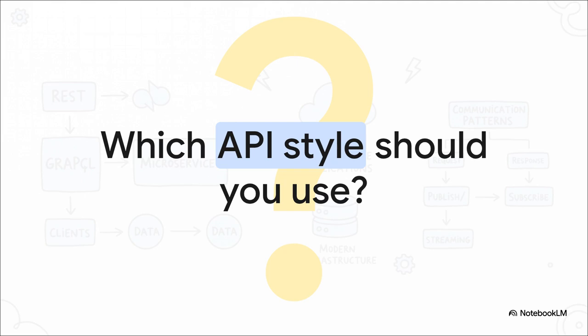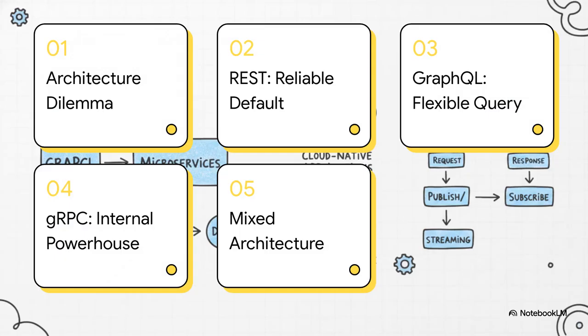And look, choosing the wrong API style for your specific use case is not just some minor inconvenience. It can create massive architectural pain down the road. We're talking about slowing down your front-end teams, totally overloading your back-end servers, and honestly, just completely frustrating your external partners.